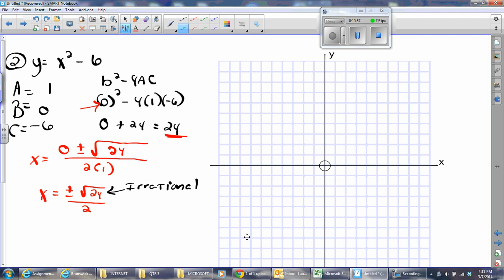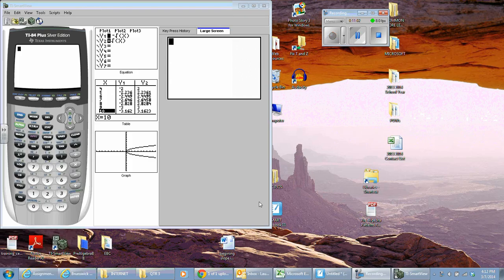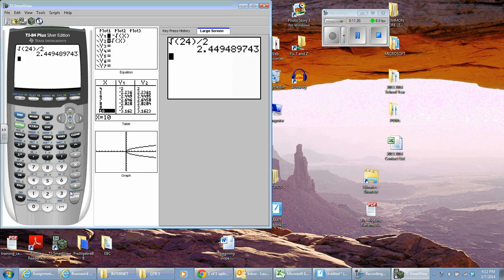Now, I'd like to get some decimal approximations of that, so hold on a second. Okay, I've got my calculator up, so I'm going to do the square root of 24, and I'm going to divide it by 2. Got to be careful with that, close that parenthesis right there, because if I don't, I'll be doing the square root of 12. Got to be careful with that. So it looks like it's going to be about 2 and 45 hundredths. Pretty close to 2.5, but just shy.